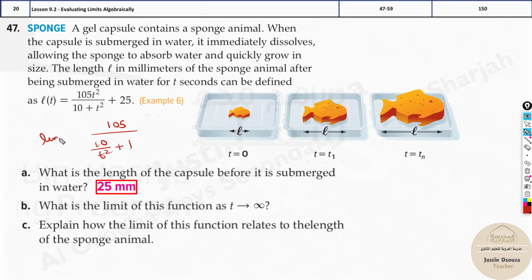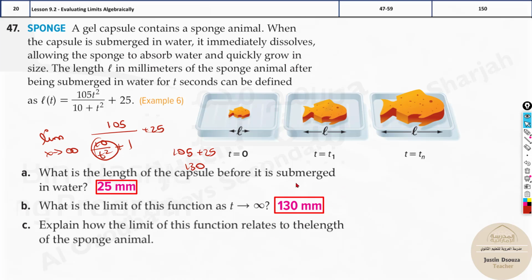Now when you apply the limit as x tends to positive infinity, and this is plus 25, both the sides you need to apply. Here this part becomes 0. Okay, you need to write limit everywhere, and this is 105, so it will be 105 plus 25, that is 130 mm. Basically you have to write the limit over here, this becomes 0, and then the answer is 105 plus 25, because limit of any constant is just the constant value, and the answer is 130. So 130 mm.